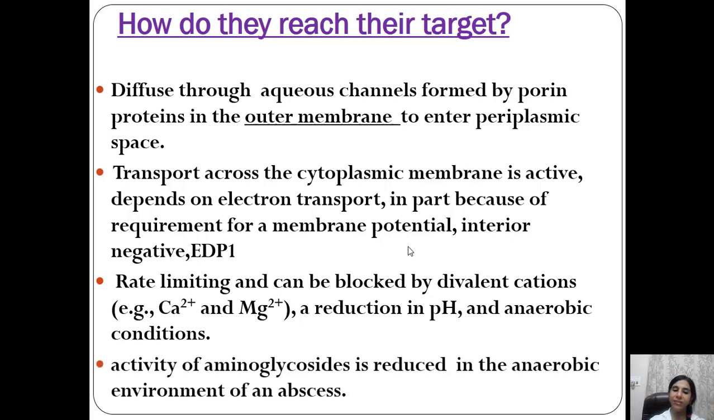That is why the activity of aminoglycosides is reduced in the anaerobic environment of an abscess, because anaerobic conditions would not allow aminoglycosides to reach their target, that is, inhibition of protein synthesis.